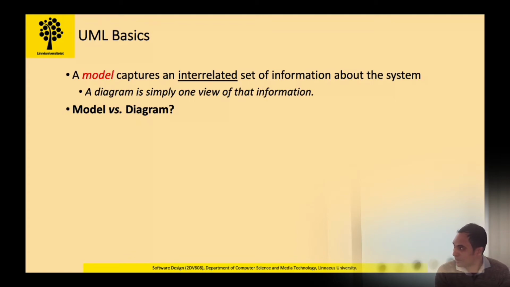So basically, you can have a model. Let's say you can model this classroom, but then it will always have two doors. It will always have one lecture board. It will always have one computer. But then it's up to you how you want to represent that model using different diagrams.